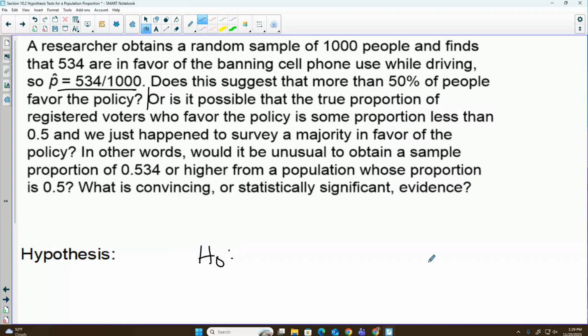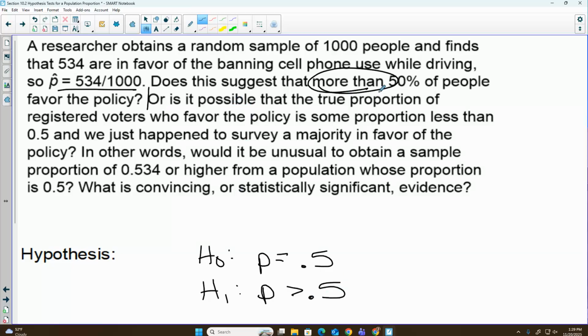What would my null hypothesis be? We said yesterday it's always equal, and we're talking about p's on this. So it would be equal to something. What would I be checking? 0.5. Yes. p is 0.5. My alternative would be that p is more than, so greater than 0.5.